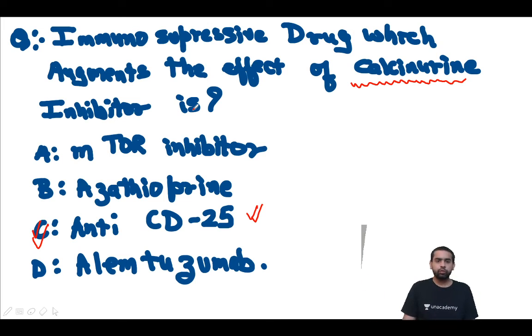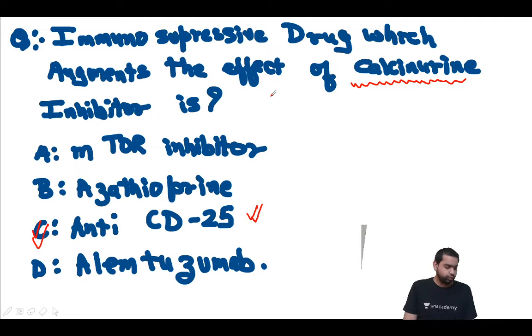You might argue that even the mTOR inhibitors do a similar thing, but please understand this is a direct line from Love and Bailey, which writes which drug augments the calcineurin inhibitors. The answer is anti-CD25. If this kind of question comes, please go for anti-CD25. Fair enough. Why not mTOR?